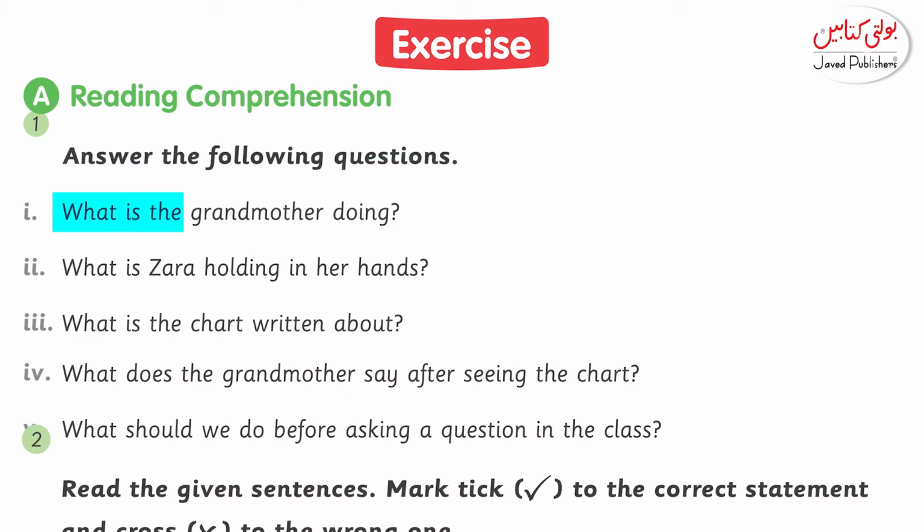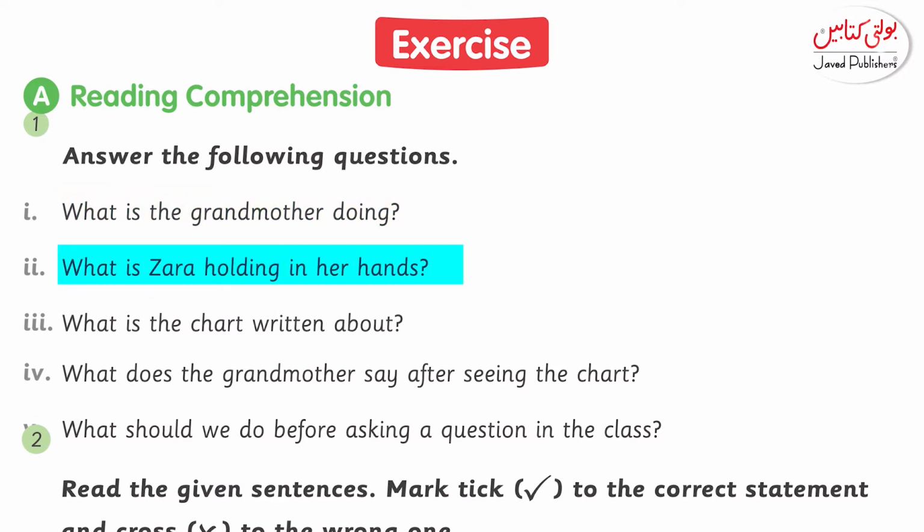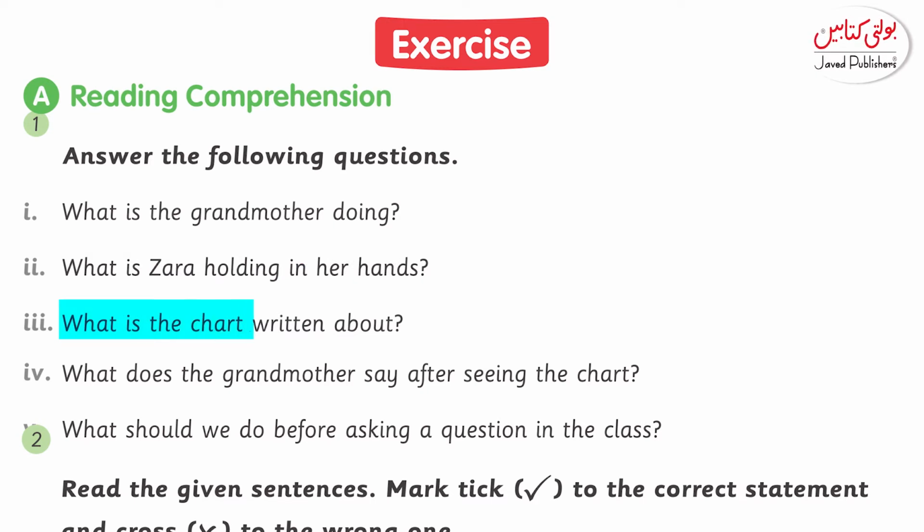Number 1, what is grandmother doing? The answer: the grandmother is sitting in her rocking chair. She is taking rest. Number 2, what is Zara holding in her hands? Answer: Zara is holding a large piece of paper in her hands. Number 3, what is the chart written about? Answer: the chart is written about classroom rules.